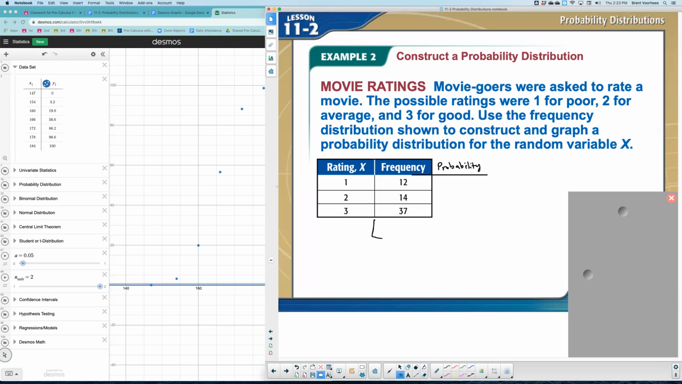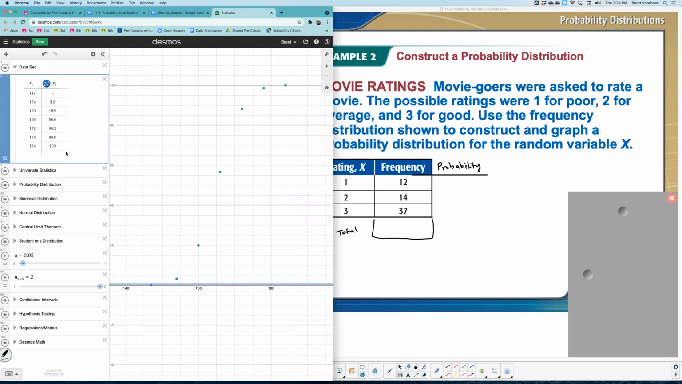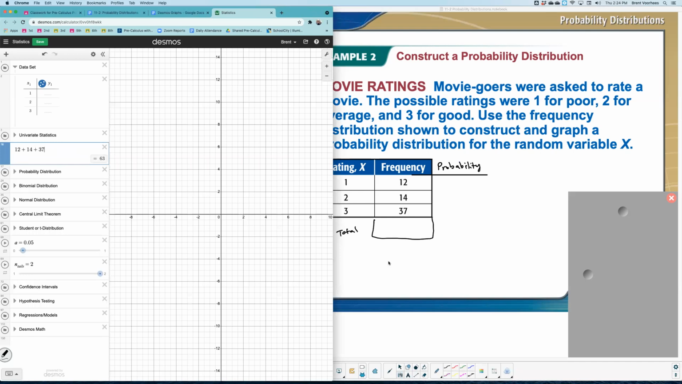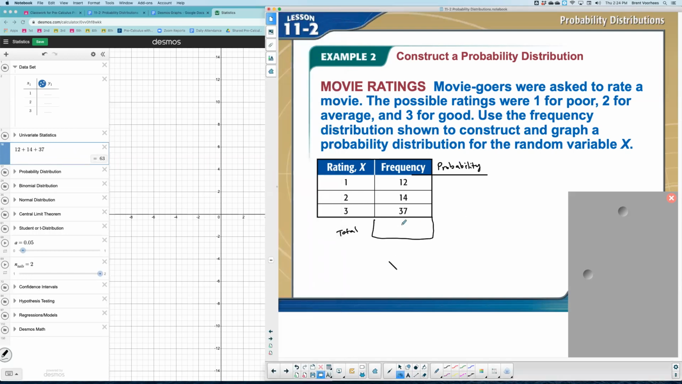So this chart right here is going to refer to the total. How many total did we have? Well, I'm going to use a calculator. If I want to determine how many total there were, let's see, there's 12 plus 14, which is 26, plus 37 more is 63. So we have 63 here. Okay, 63 total people rated a movie.